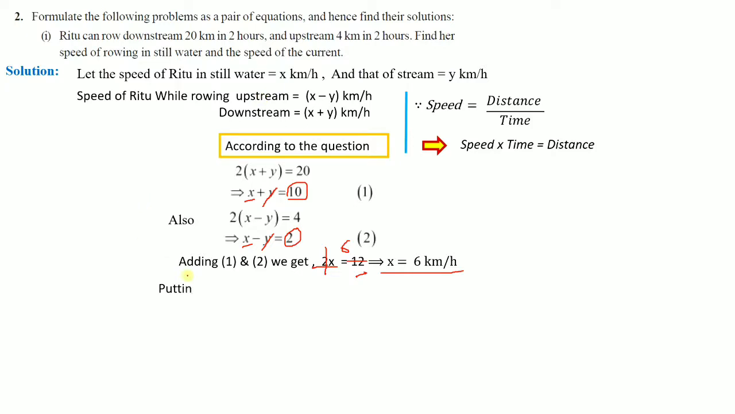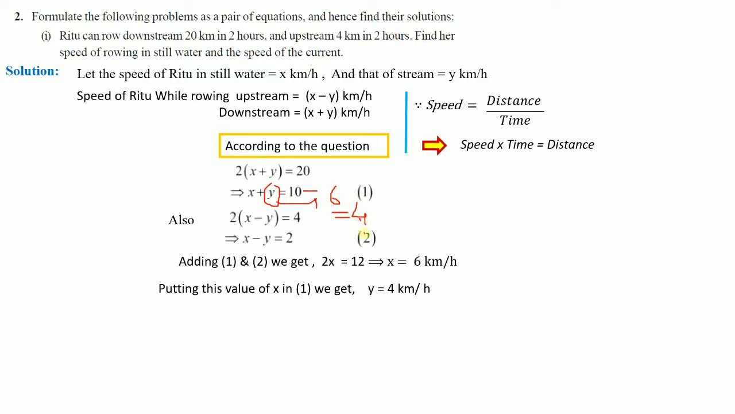Now putting this value of x in equation 1, we get, what is equation 1? x plus y is equal to 10. So x we have put here, x is equal to 6, so 6 will go to this side, and 10 minus 6 is equal to 4 kilometer per hour, that is here.